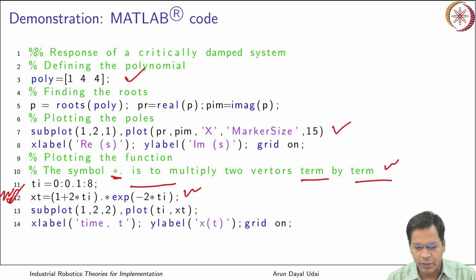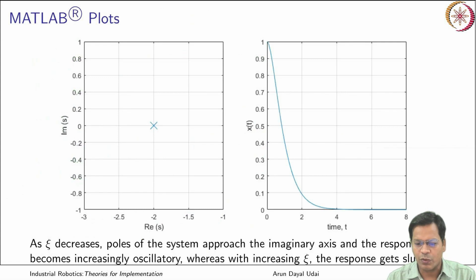So now I'll plot xt versus ti. So ti will vary along the x-axis and xt is plotted. Okay, so this will show the behavior of my system with time. Okay, and those are labeled here. So let me just see the system, how does it look like.